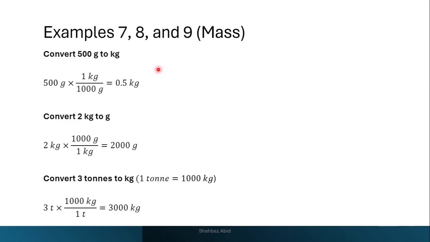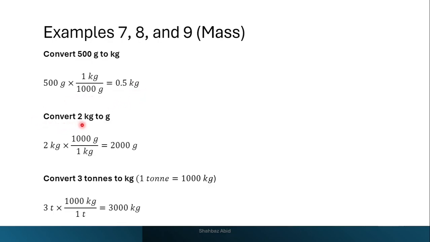Examples 7, 8, 9 are related to mass. So the first example is convert 500 grams to kilograms. 500 grams is given to us. 1 kilogram is equal to how many grams? Again we can see that it's kilo. So 1 kilogram is actually equal to 1000 grams. So 500 divided by 1000, and the gram is going to cancel out each other. We are going to get the answer as 0.5 kg, kilograms.